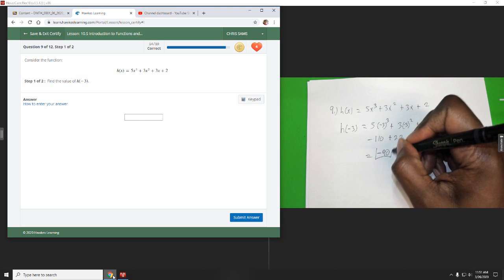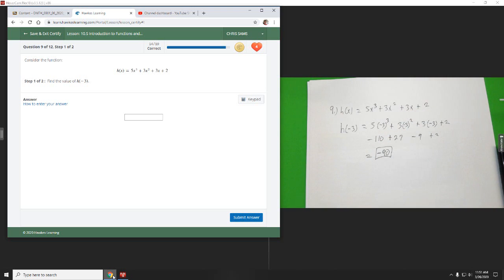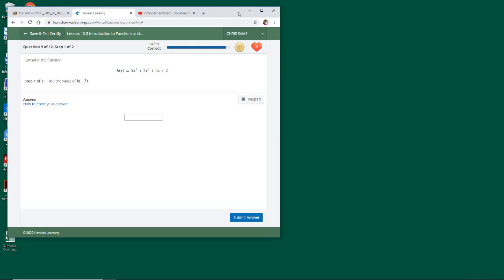Okay, so that's a lot of math. You can also use the calculator, and I'll show you how to get that answer. Anytime you have these functions, you can do this.